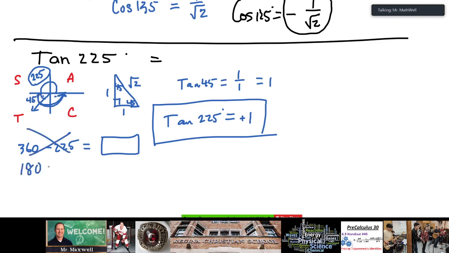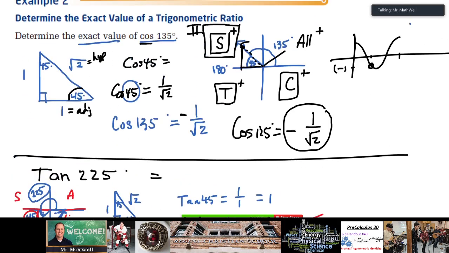So it's 225 minus 180. It's always the smallest angle that's made with the x-axis, if you want to think of it that way. So here it's 45 instead of being 135. Does that make sense? Good question. Again, that's a reference angle question. All right, any other questions about this example here? Okay.